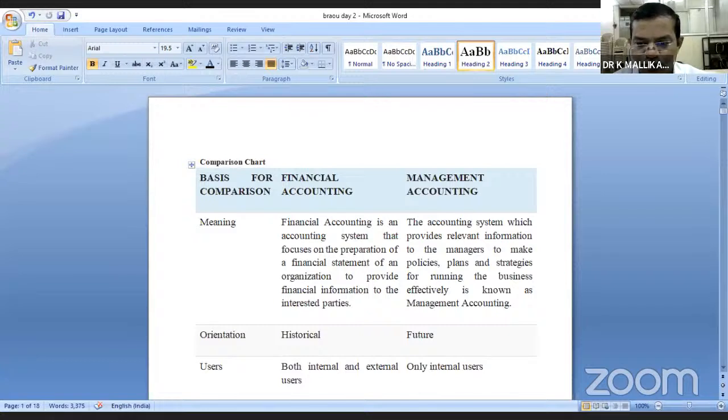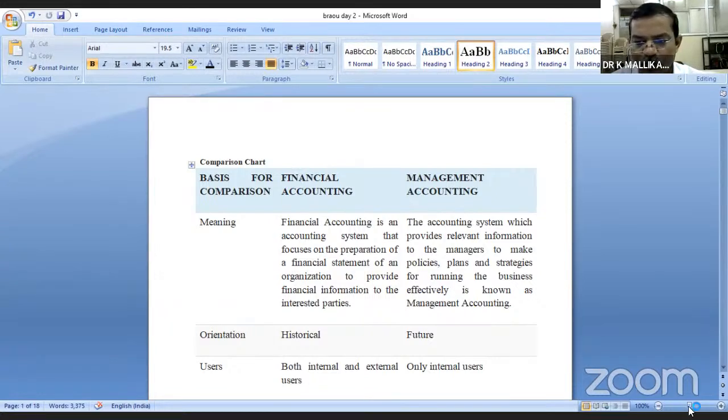Today is day 2. Yesterday we discussed the management accounting objectives, functions, and scope, and what the tools or techniques of management accounting are. This part we discussed in day 1.